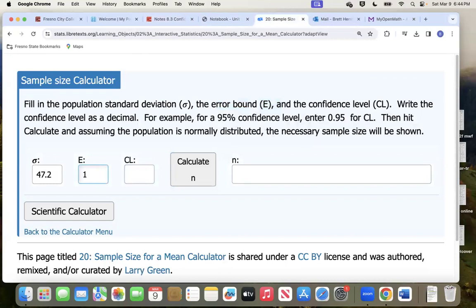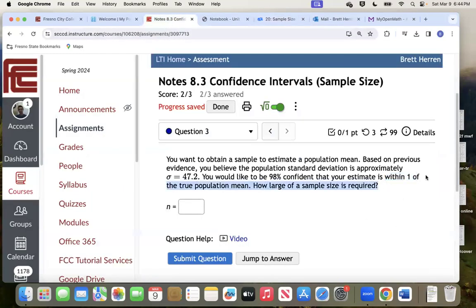The E is just one. I'm not going to put in 0.01. That'd be wrong. Just one. Why? Because it wasn't a percentage. Only percentages need to be changed to decimals. That one is not a percentage. It's just a straight one. So don't change it to a decimal.